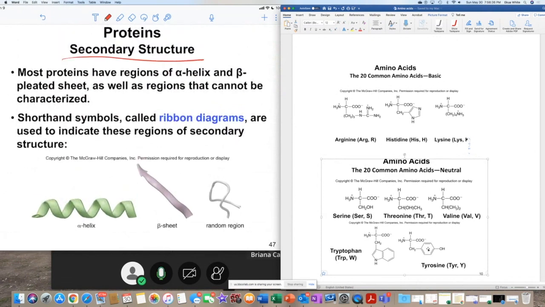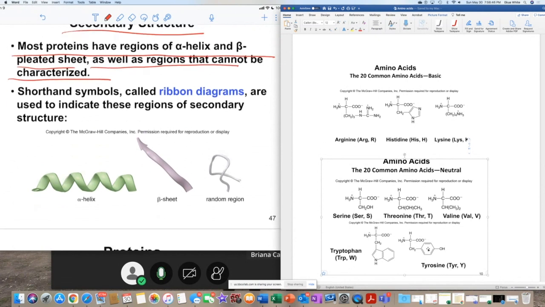Okay. So secondary structure. Most proteins have regions of alpha helix and beta pleated sheet, as well as regions that cannot be characterized. They kind of look like they're primary, right? They look a lot simpler. To show you these regions in a simpler way, they use a coiled ribbon to show the alpha helix, and then an arrow to show beta pleated sheets, and then the random region that looks like a primary protein will be the random region right here. Shorthand symbols called ribbon diagrams are used to indicate these regions of secondary structure.